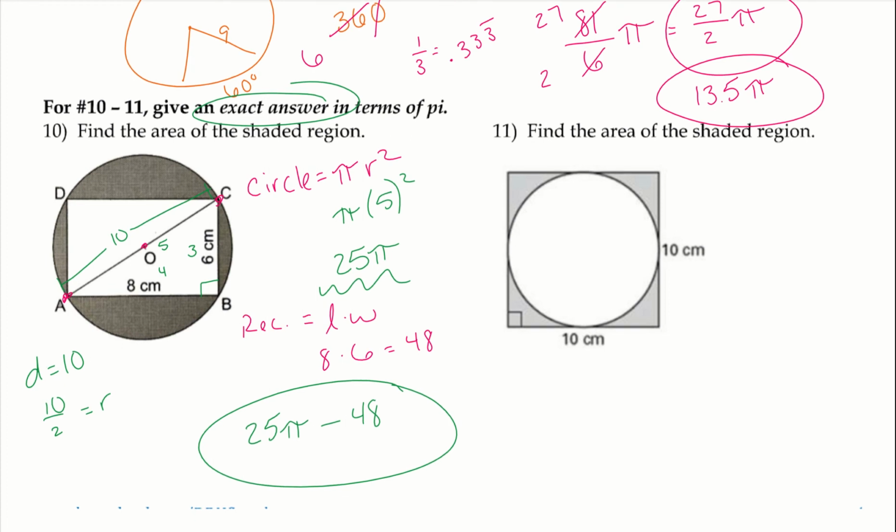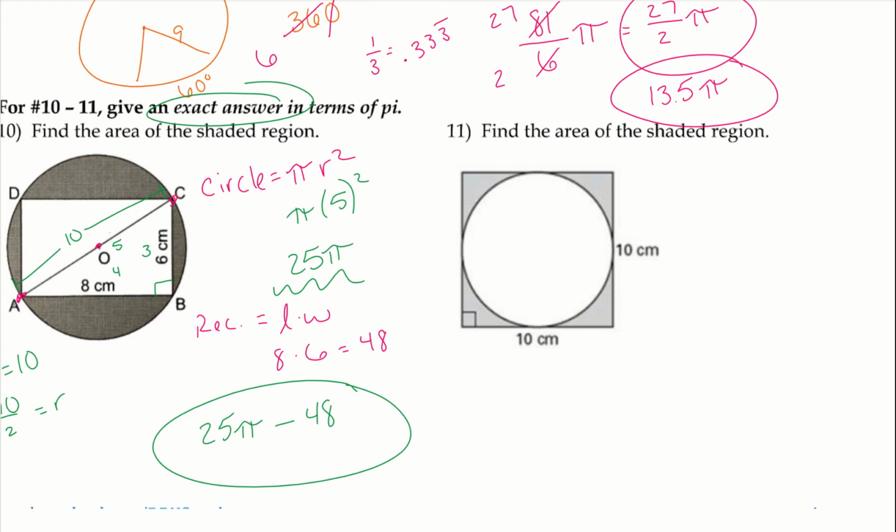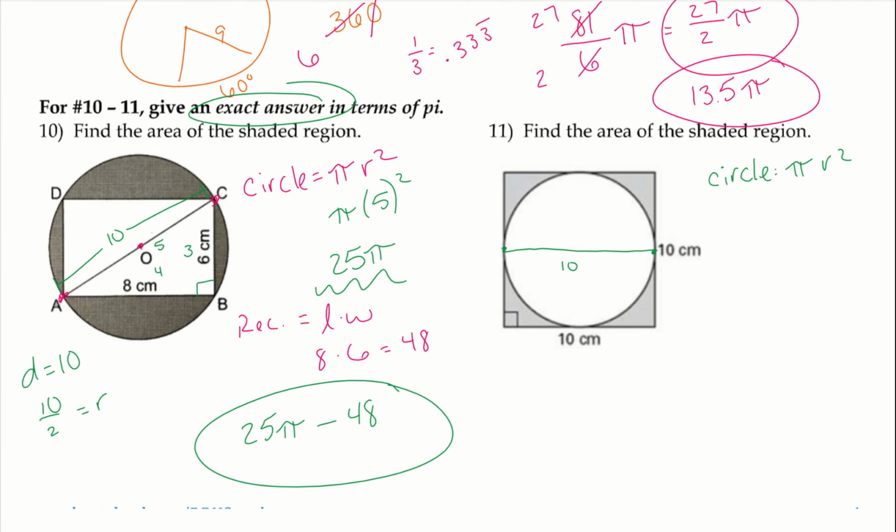Alright, for number 11, it's going to be very similar. This time we have a circle inside of a square instead of another shape inside the circle. So we are going to have to find the area of both regions. Let's go ahead and start with the circle again. Remember, circle is pi r squared. You might be thinking, well, there's nothing inside my circle. Since this is a square and the circle goes from end to end, the square is the same length all the way around, so this has to be 10. So the diameter of my circle is 10, and we actually just did that, right? So I know that my radius is 5. So pi, 5 squared, so 25 pi is my circle.